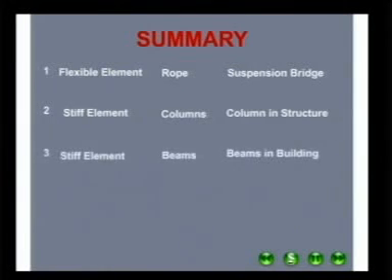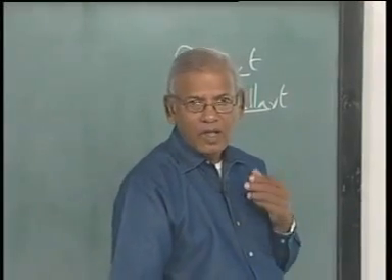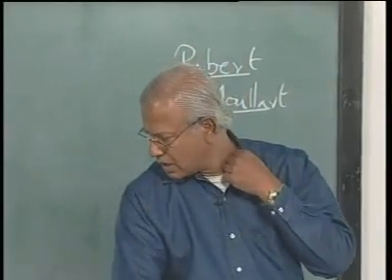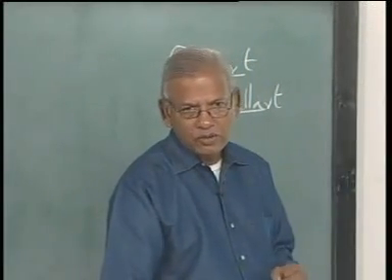To summarize, we have a flexible element, example is a rope, suspension bridge; stiff element, column in structure; stiff element, beam in buildings; stiff element, grids in floor slabs; stiff element, 3D structure, frame building. Is that clear? I think this will be put on the Acado. All this will be on the Acado.